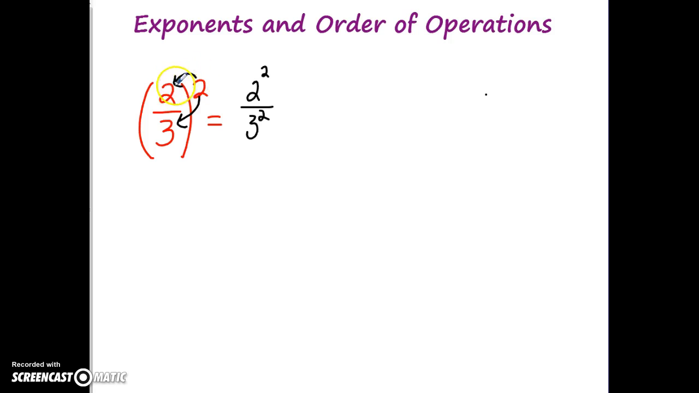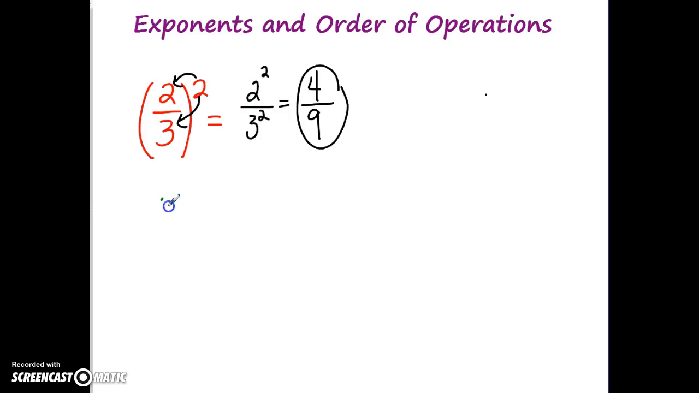So you can almost think of distributing the exponents to both the top and the bottom of the fraction. And then you just simplify this in two different steps. Simplify the numerator separately, so 2 to the second is 4, and then simplify the denominator separately, so 3 to the second is 9. And then check to make sure that it's reduced, which 4/9 is, so there's your answer.